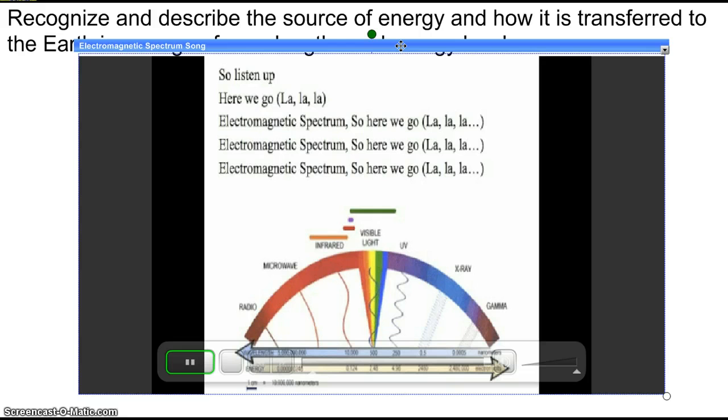Electromagnetic spectrum. Here we go. Electromagnetic spectrum. You know you want to dance. It's alright. You can dance.